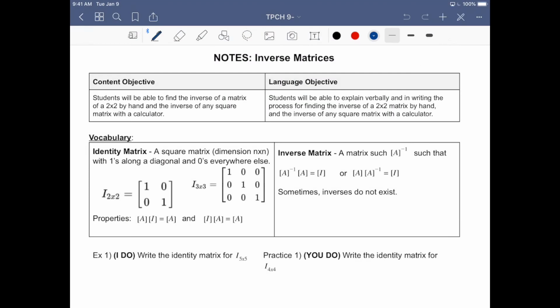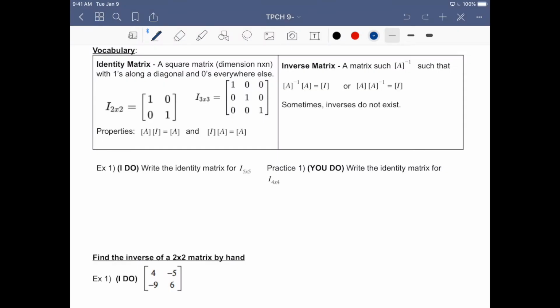Welcome to our notes on inverse matrices. Students will be able to find the inverse of a 2 by 2 matrix by hand and the inverse of any square matrix with the calculator. Some vocabulary we need to know.